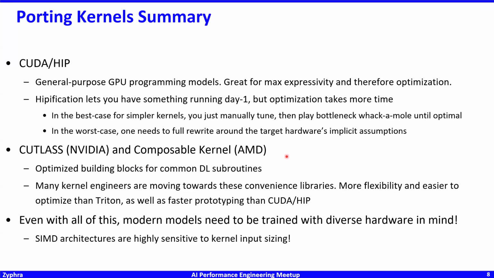Composable Kernel is AMD's flavor of this, and I'm seeing a lot of people move to these two, just because it's still written in CUDA or HIP or so on, but it gives you a starting point so that I don't have to write everything from scratch. It's more flexible and easier to optimize than Triton. Well, okay, so yeah, more flexibility and more control, but much faster prototyping compared to raw CUDA or HIP.